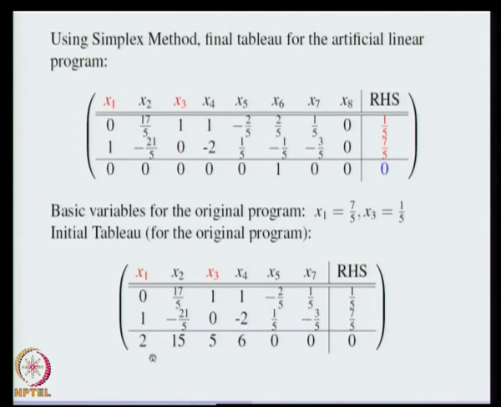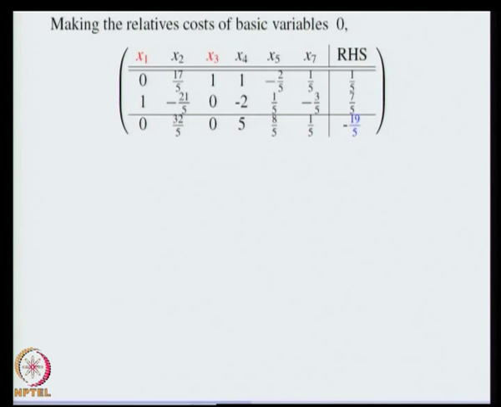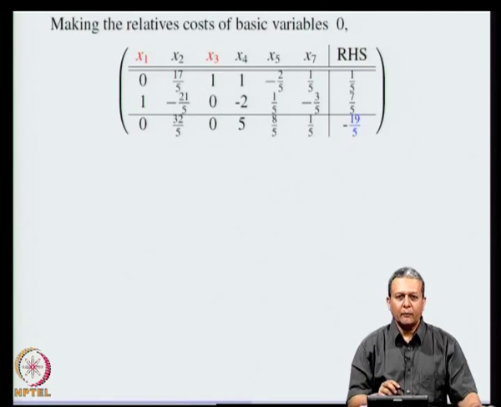Remember that we had 2x1 plus 15x2 plus 5x3 plus 6x4 in the objective function of the original linear program. Now, if we look at the relative costs of the basic variables, they are non-zero here. So, we first make those relative costs 0 by multiplying the first row by -5, the second row by -2, and then adding that to the third row.